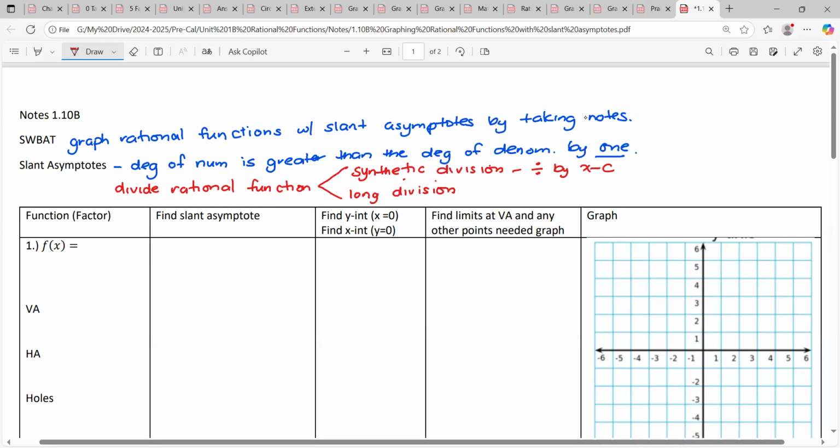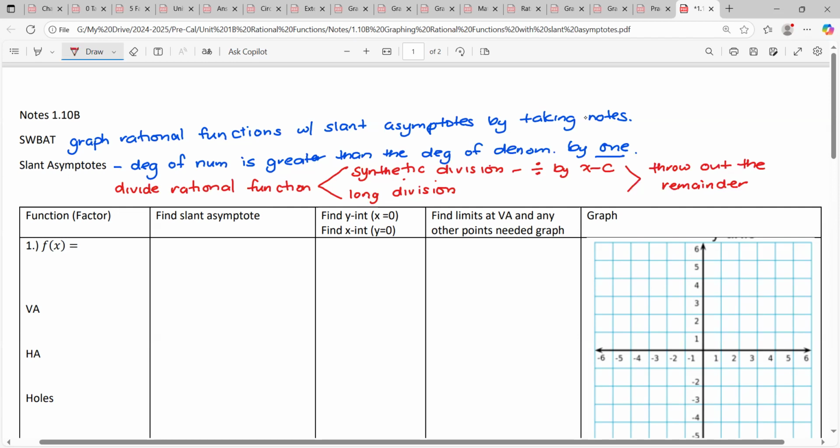Okay. With both of these, you do not need the remainder. So whatever the remainder is, you throw out the remainder. And what you're going to be left with is the equation of a line. Because if the top is bigger by 1, when you divide, you're going to be left with x. So the equation that you get left with is a line.